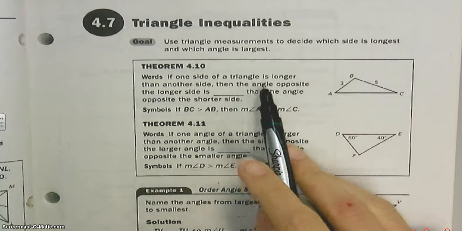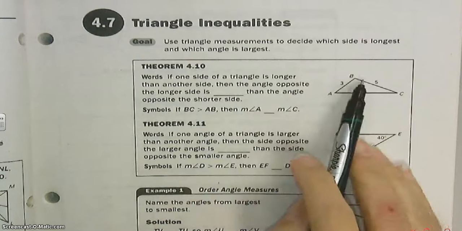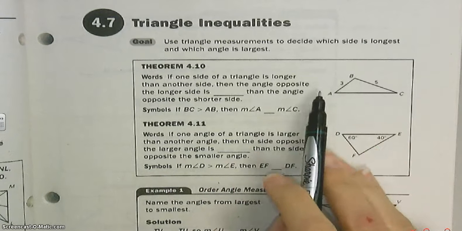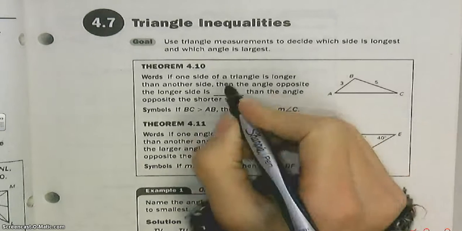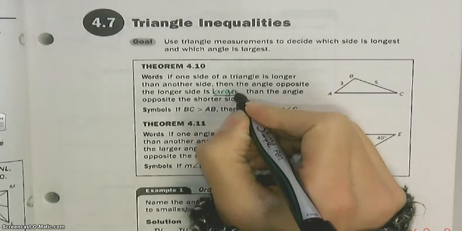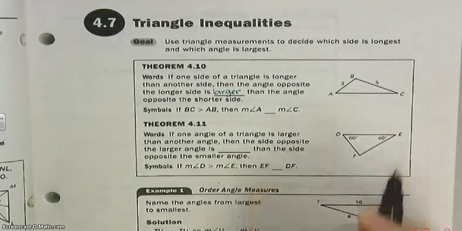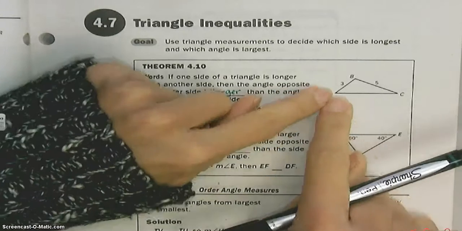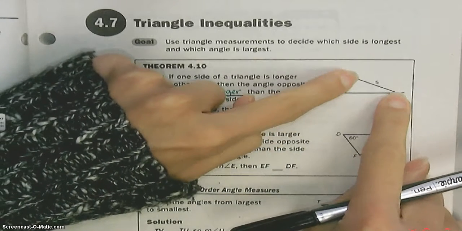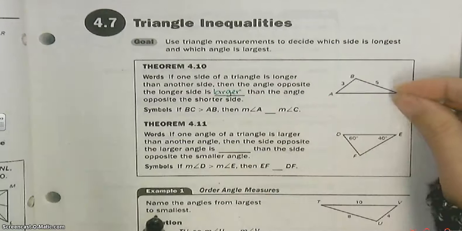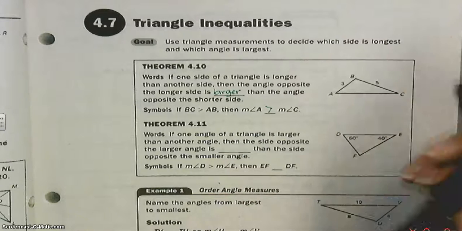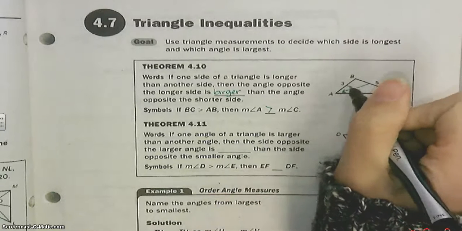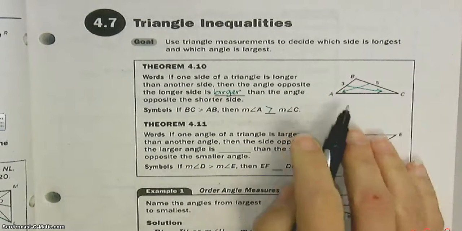If one side of a triangle is longer than another side, so notice BC is longer than AB, then the angle opposite the longer side is larger than the angle opposite the shorter side. So think about this. If here's the big side, this opposite angle that opens up to 5, well, this angle has to be larger than an angle that opens up to 3. So A is bigger than C. So you're always looking for opposites. Opposite of 5 is A, opposite of 3 is C, so A must be bigger.